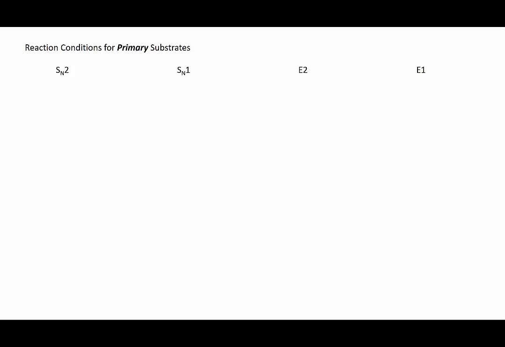A primary substrate cannot undergo a stepwise mechanism because it would make a primary carbocation. So for this case, we can automatically rule out SN1 reactions and E1 reactions. So now what we need to do is compare the reagents for an SN2 or an E2 reaction. In general, SN2 reactions require a good nucleophile, while E2 reactions require a good base. How do we determine which of these is which?